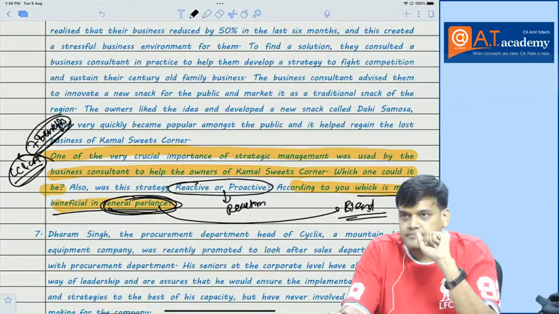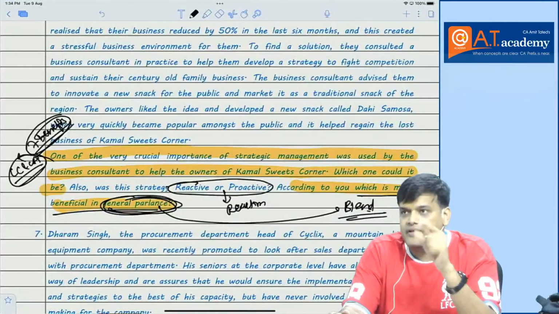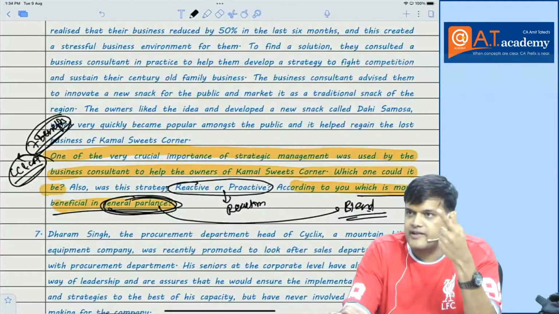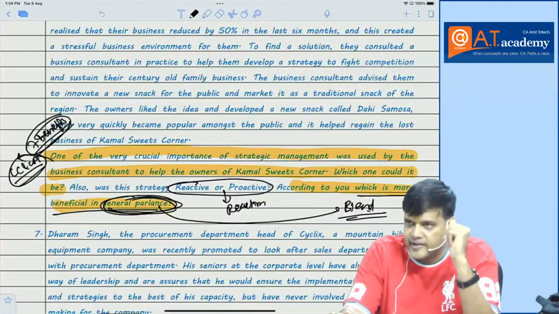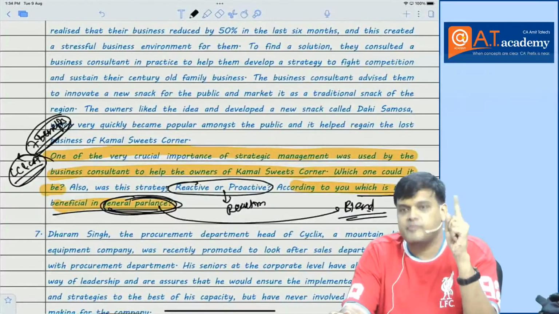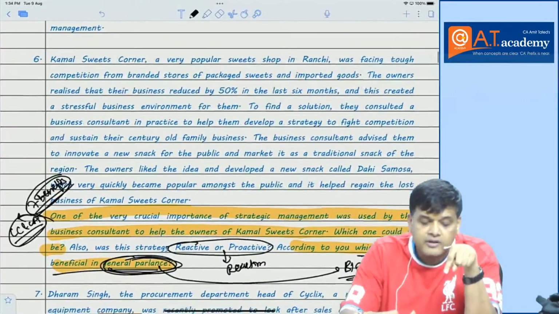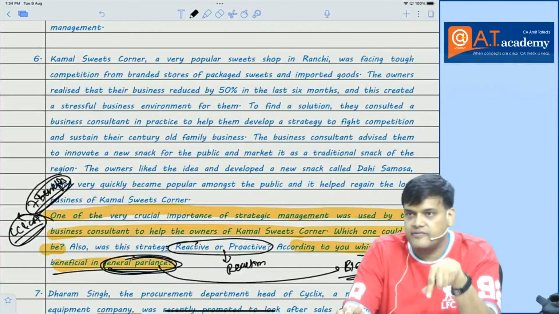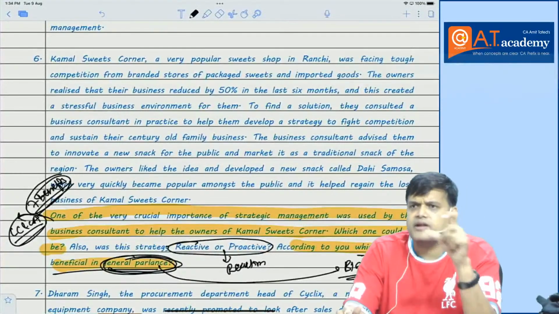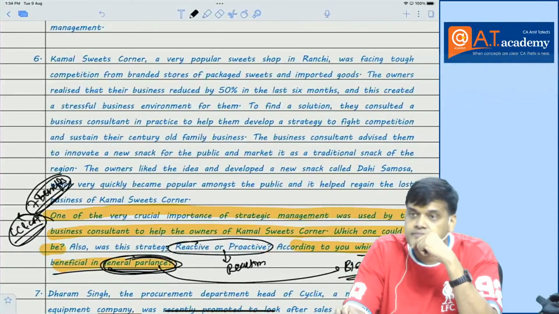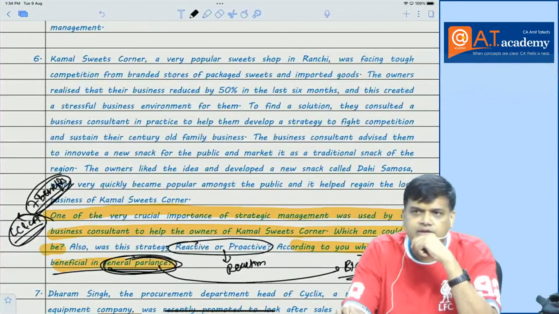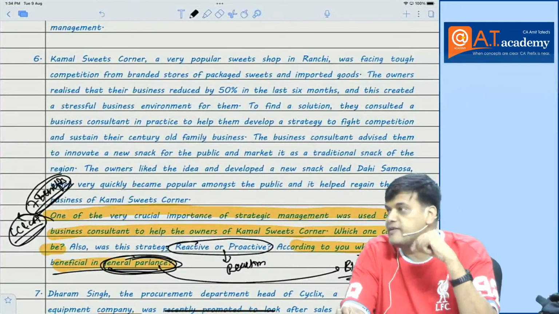Benefits. Which benefits will you write? Core competency and competitive advantage. Here the consultant has explained that you focus on your core competency. Second point, you will write that Kamal Sweet Corner is using reactive. And you need to explain reactive briefly, for 4 marks.